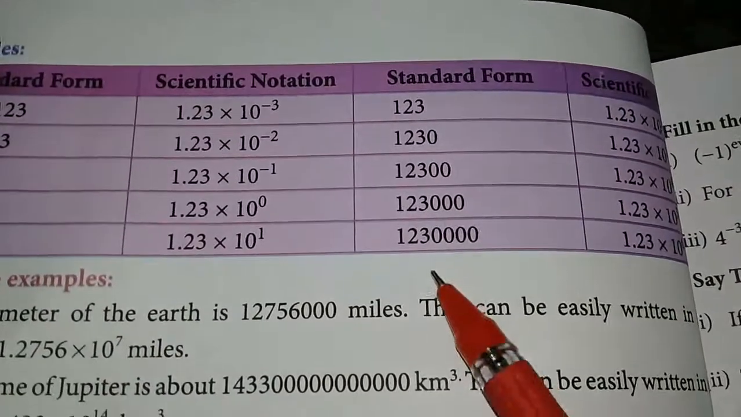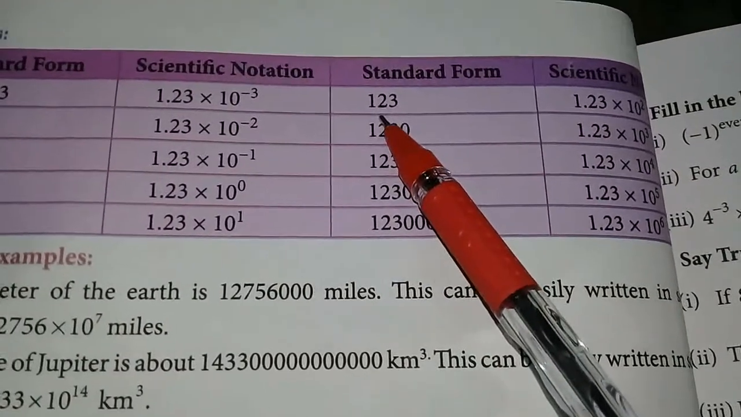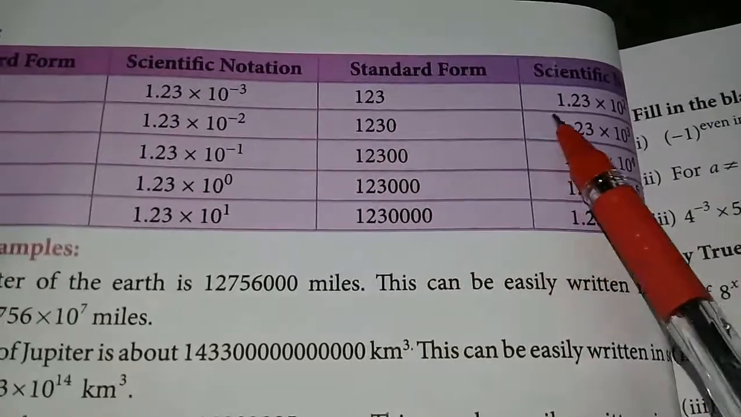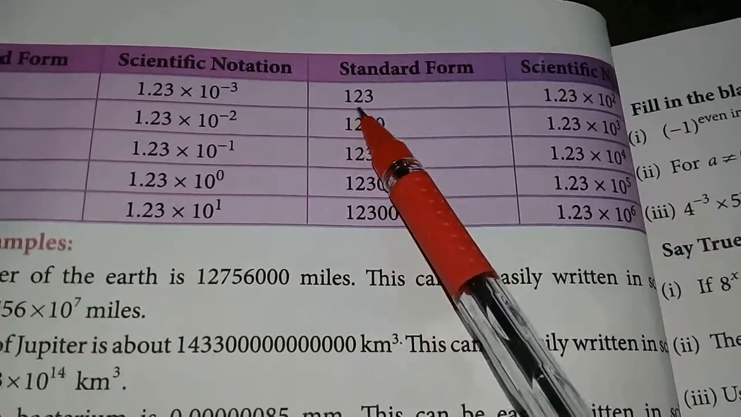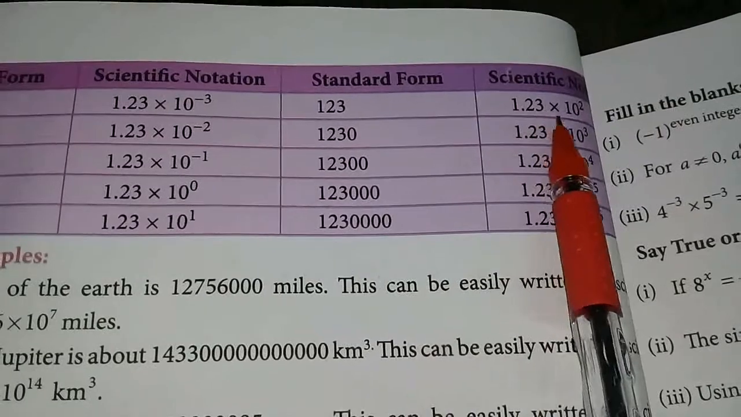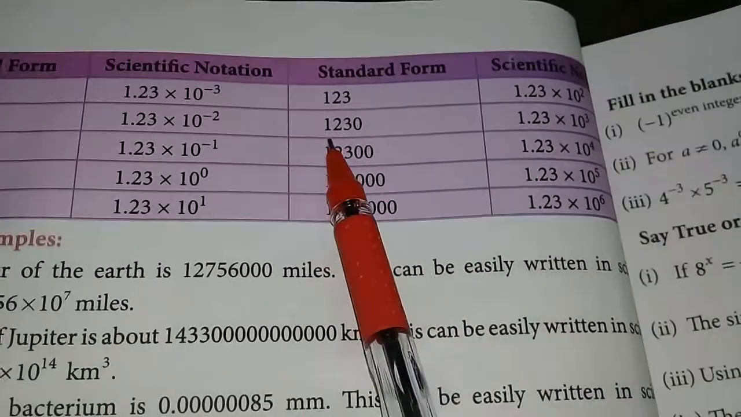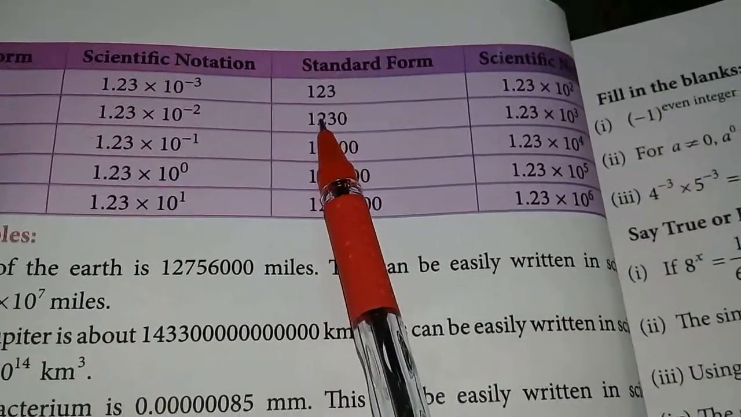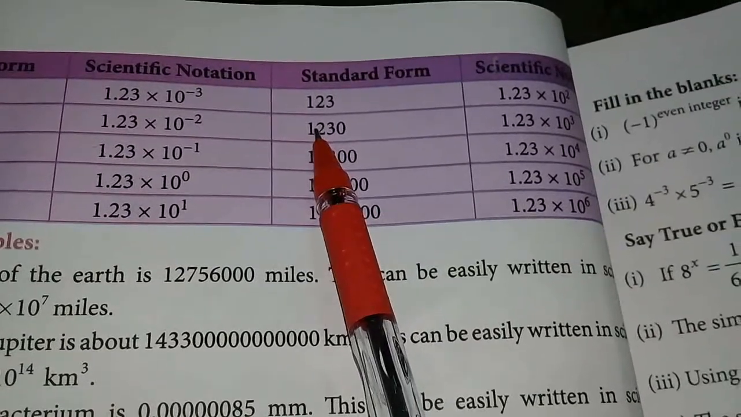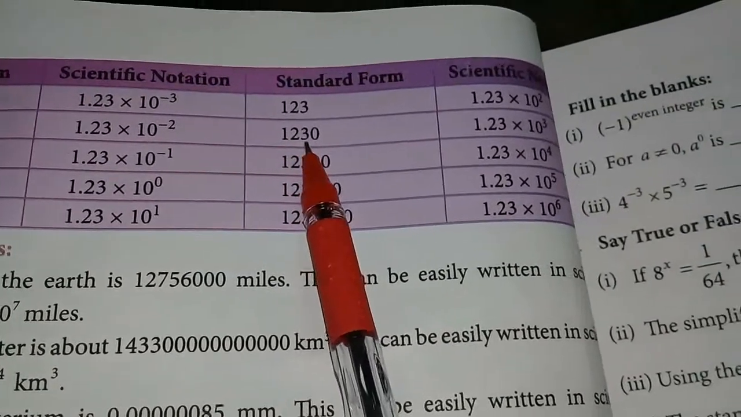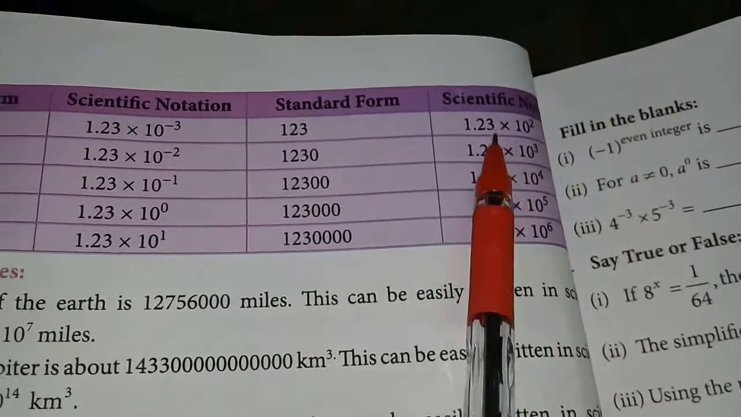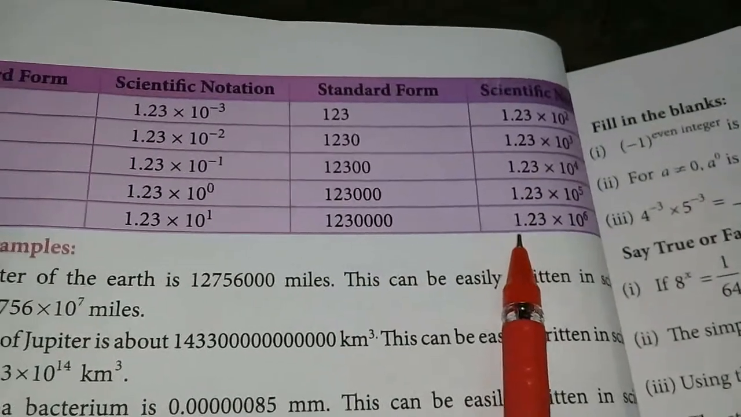So next we have to write the scientific notation. So 123 equals 1.23 into 10 power 2. So 1230 means we have to put the decimal point here only. So 1.230 into 10 power 3. So like that only we have to write the scientific notations.